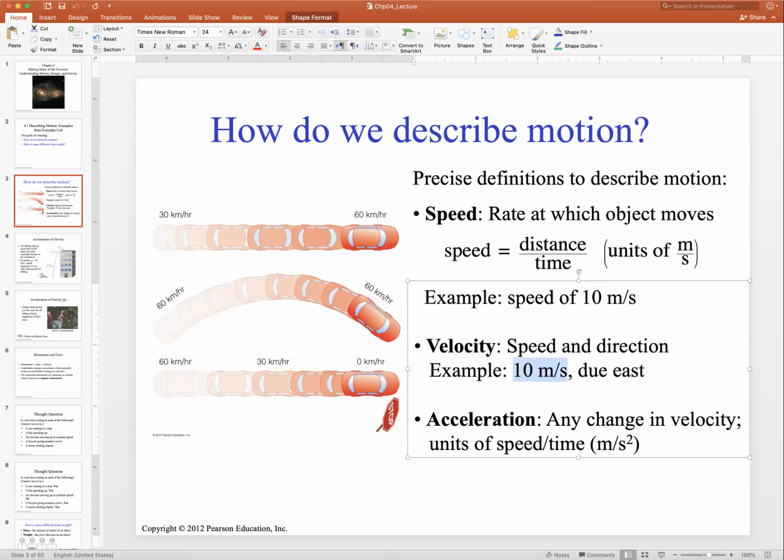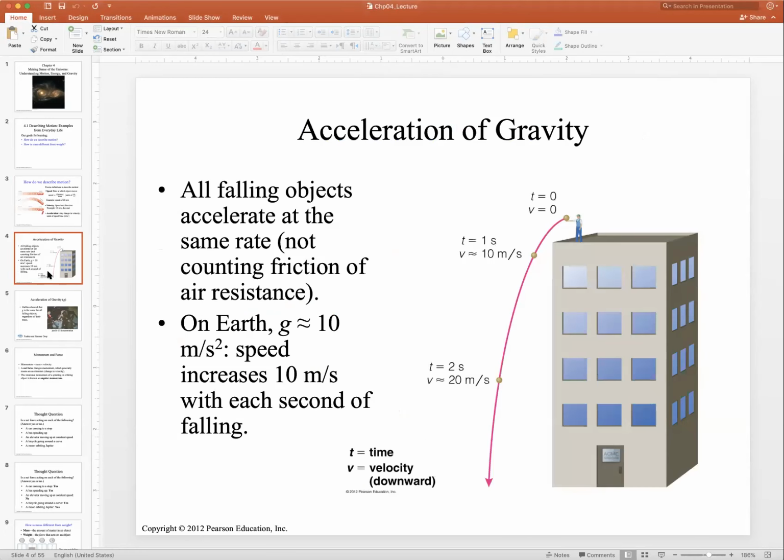Okay, and the importance here is the unit for that, meters per second per second. The change of velocity in every second. So that's why we are using meters per second squared. Okay, so one of the common accelerating motions is when something is freely falling, or acceleration due to gravity, and all falling objects accelerate at the same rate, no matter what it is.